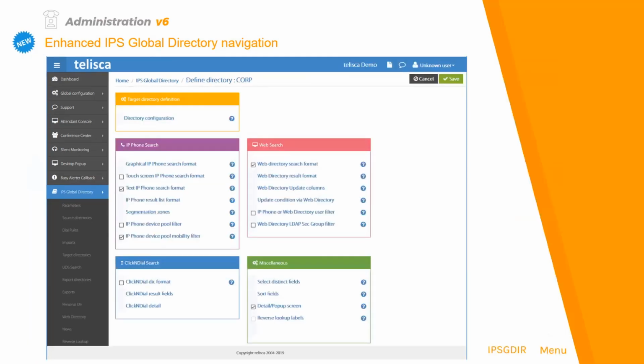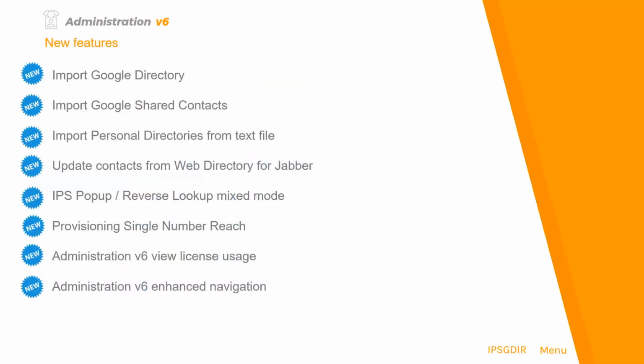Within the navigation of IPS Global Directory, it's a lot easier to set up the relevant searches that you want once you've created your source directories. Once you've created your source directories, you come to the navigation section, where you can set up the different parameters for the searches to take place. So we hope this is a lot easier for users to work with.